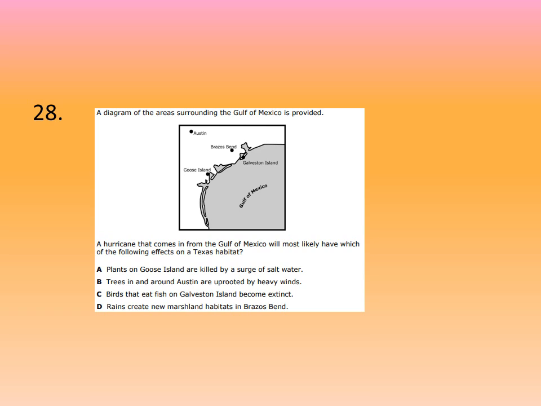Number 28. A diagram of the area surrounding the Gulf of Mexico is provided. A hurricane that comes in from the Gulf of Mexico will most likely have which of the following effects on a Texas habitat? A. Plants on Goose Island are killed by the surge of salt water. B. Trees in and around Austin are uprooted by heavy winds. C. Birds that eat fish on Galveston Island become extinct. D. Rains create new marshland habitats in Brazos Bend.